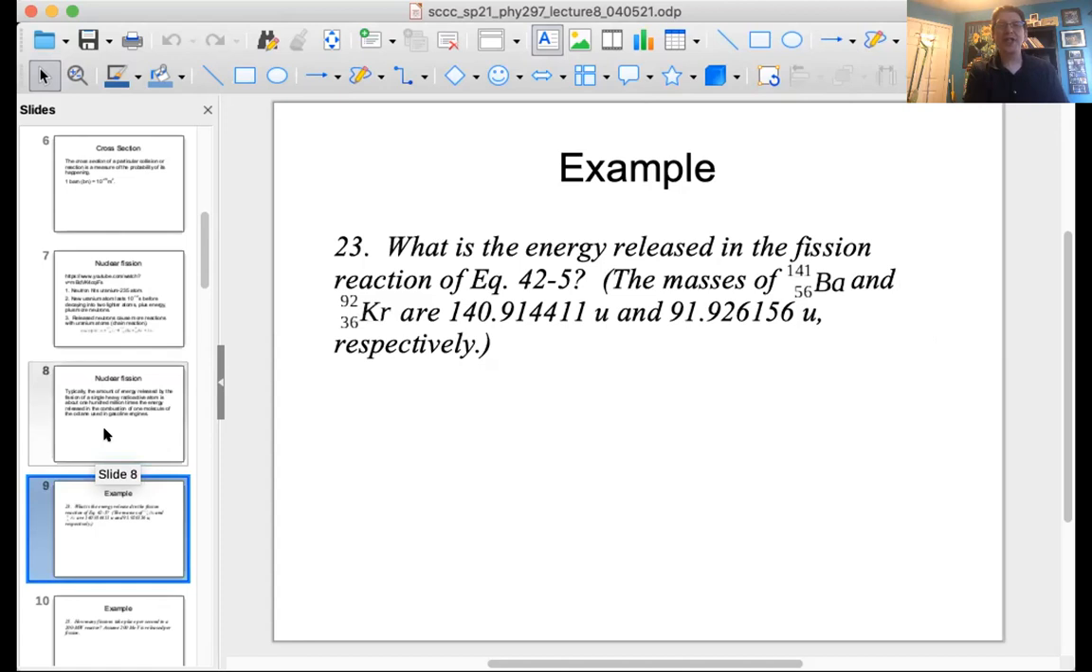So what is the energy released in the fission reaction of equation 42/5? That is on page 1137, if you want to look it up. We're given the barium and the krypton, and we just need the uranium-235, which is in Appendix F. But we'll write the equation.